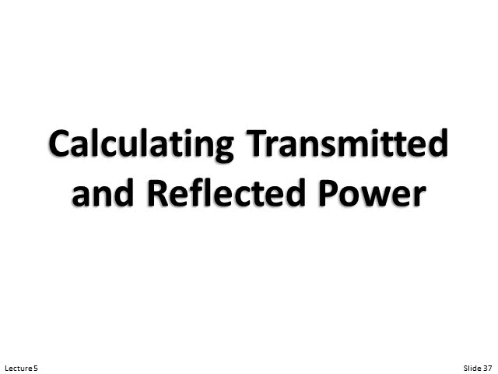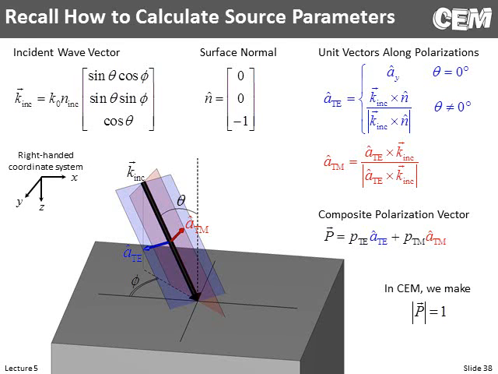Okay, making good progress. So I've stepped you through how to calculate this overall global scattering matrix. Now we need to learn how to use that. How do we interpret that to calculate transmitted and reflected power? As a reminder, we have an incoming wave described by a wave vector, k inc, and it has two angles associated with it. It has an elevation angle theta, and it has this azimuthal angle phi. So here's how we calculate our incident wave vector.